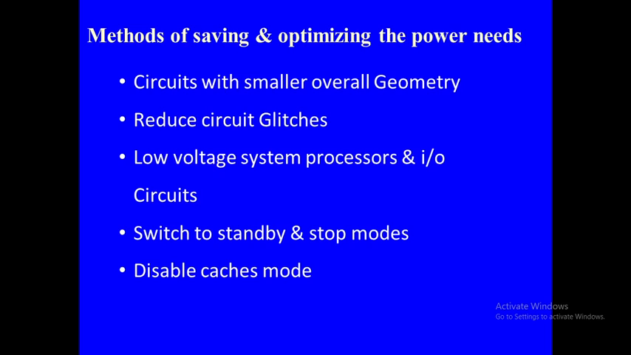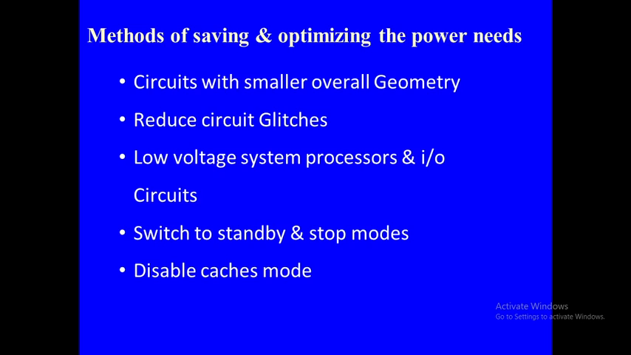Here are methods of saving and optimizing the power needs. First one is circuits with a smaller overall geometry. The system generates less heat with a smaller overall geometry and thus can be packed into smaller spaces. See, if it is small, then small heat is going to be generated. If it is big, big heat is going to be generated. So to reduce that, we are going to pack everything into a small space. That is necessary for embedded systems.